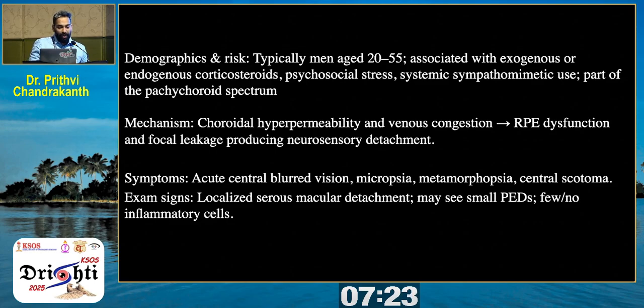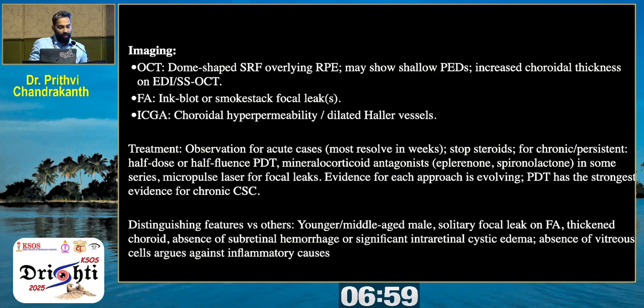The mechanism here is choroidal hyperpermeability and venous congestion, causing RPE dysfunction and focal leakage, producing neurosensory detachment. Symptom-wise, acute central blurred vision, micropsia, metamorphopsia, and central scotoma can be seen, and in a few cases, we can see even PEDs. The best way of diagnosing this is with OCT. You get dome-shaped SRF, and FFA can be done. You can see ink blot and smokestack focal leaks. ICG is also a good modality for diagnosing CSR.